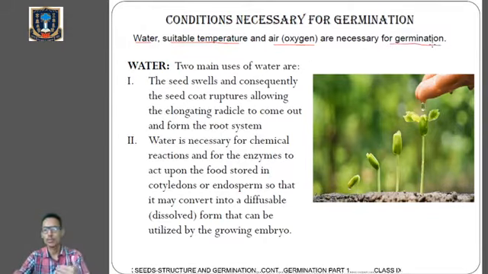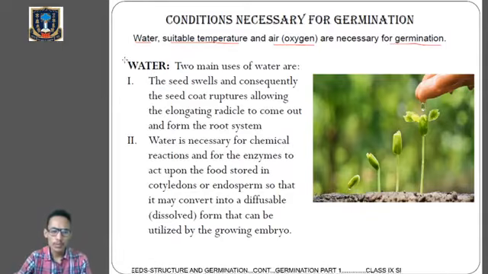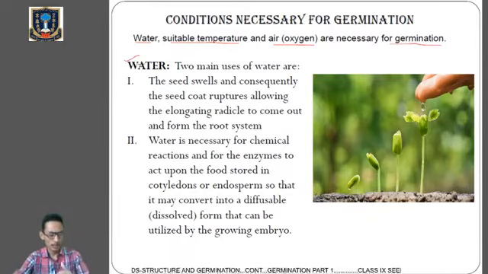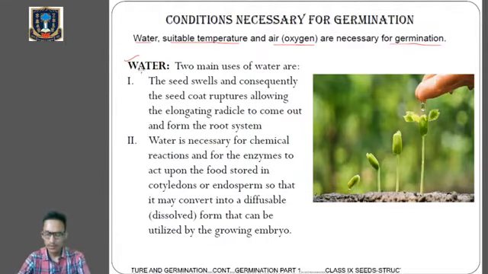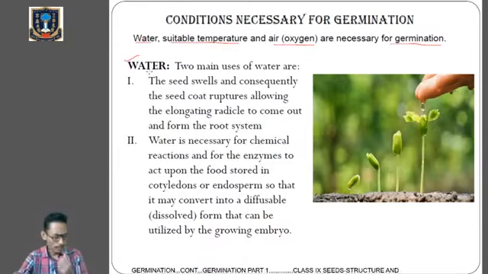So we'll go through it one by one. First of all, we'll discuss water. Now, the seeds will absorb the water from the environment, or let's say from the soil. Clear? Because we pour the water in the soil, and from the soil, the seeds will absorb the water. Clear?